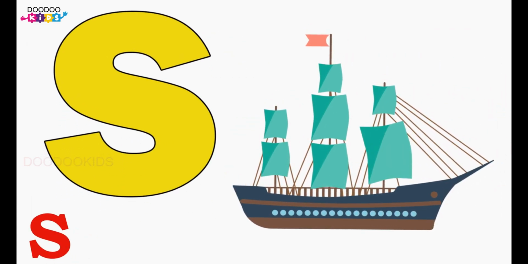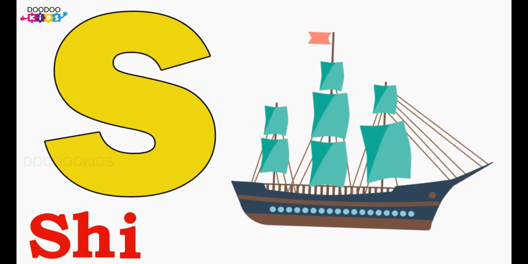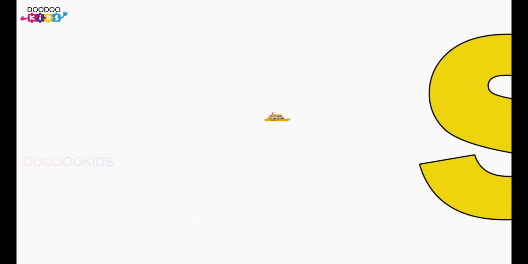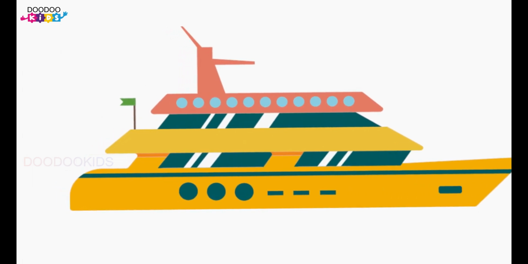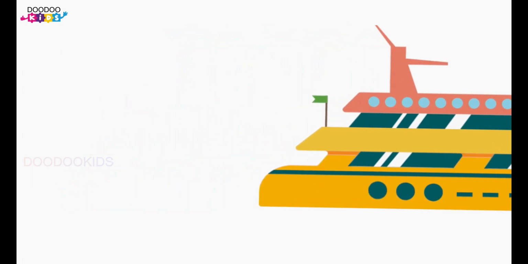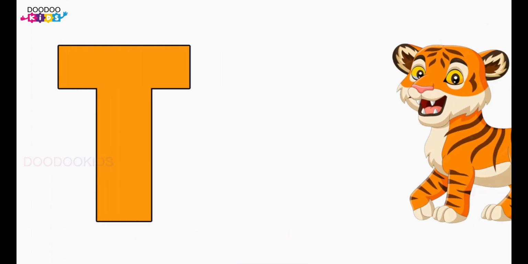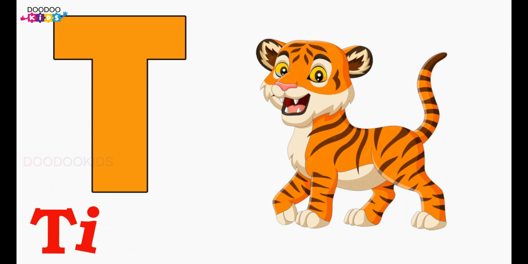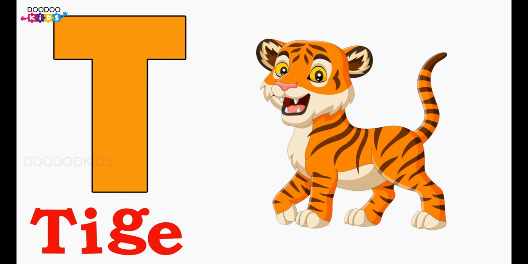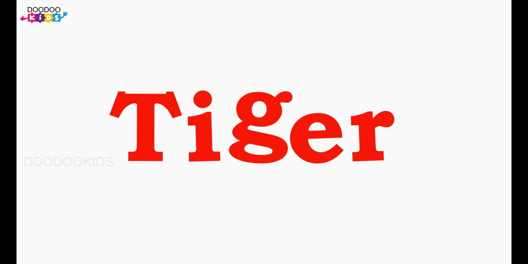S for sheep. S-H-E-E-P. S for sheep. T for tiger. T-I-G-E-R. Tiger. T for tiger.